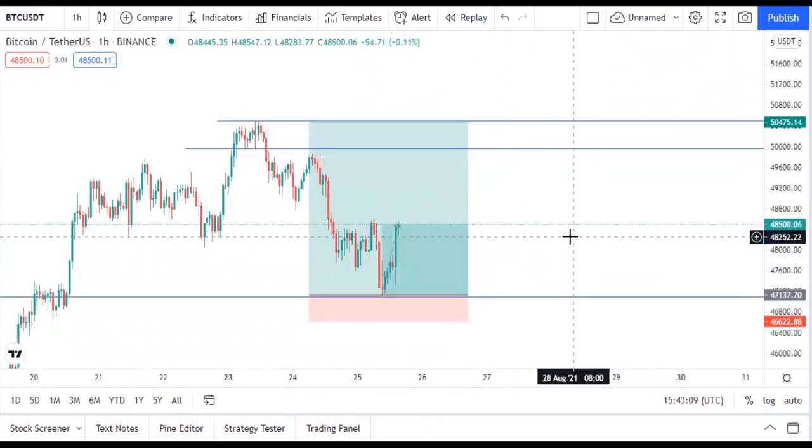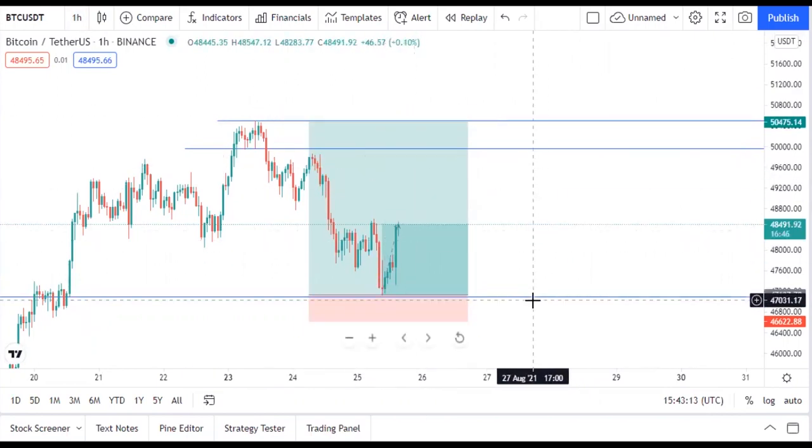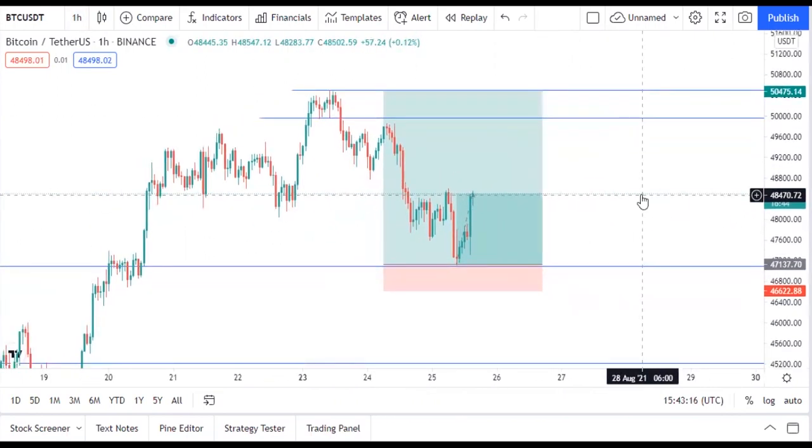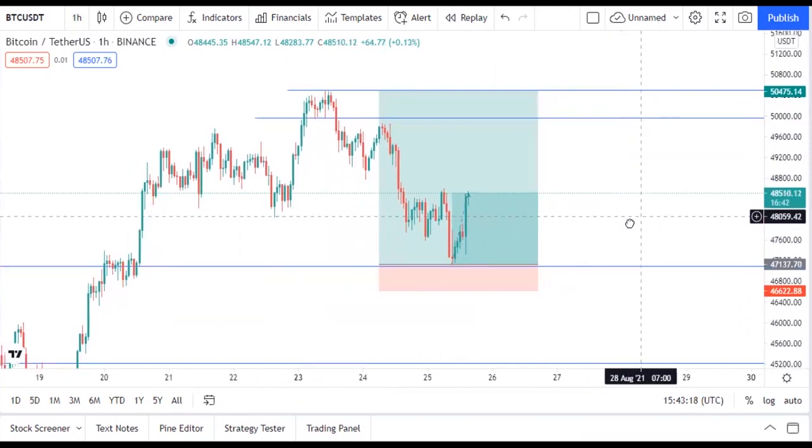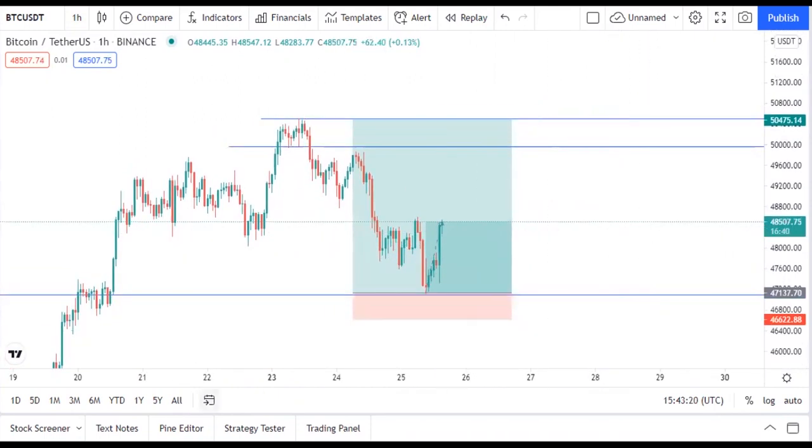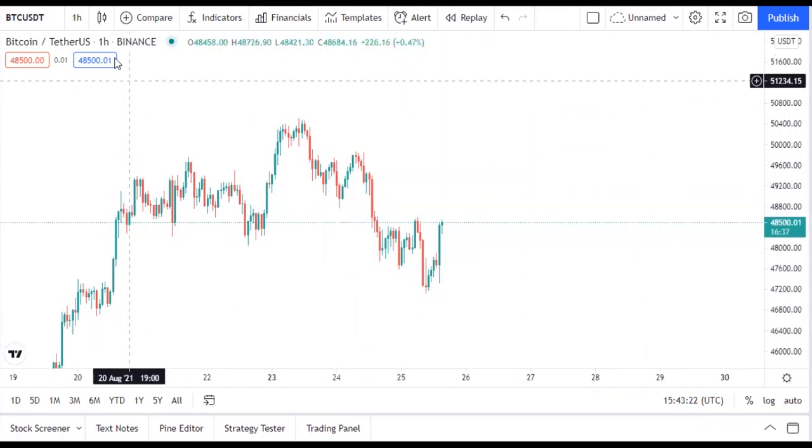Okay, so this is BTC USDT on the 1 hour time frame. You can see it right here, but I am not going to be making use of this analysis. I'm going to be pretending I never did this or I never traded. So I'm going to be analyzing BTC USDT afresh.